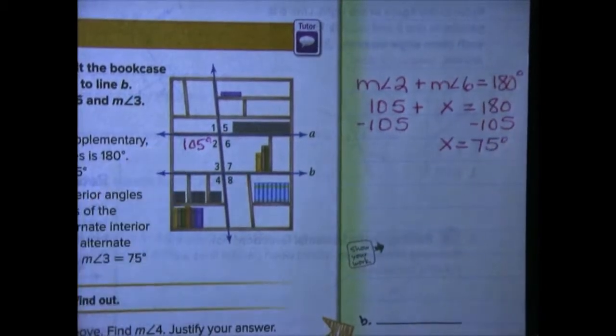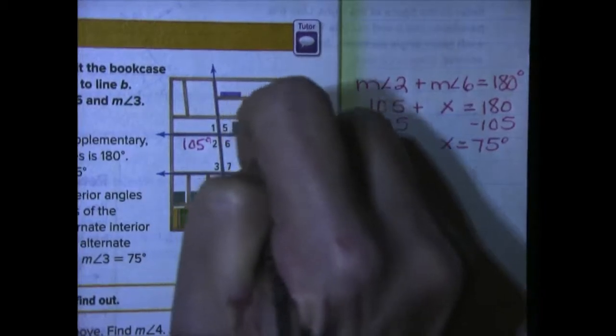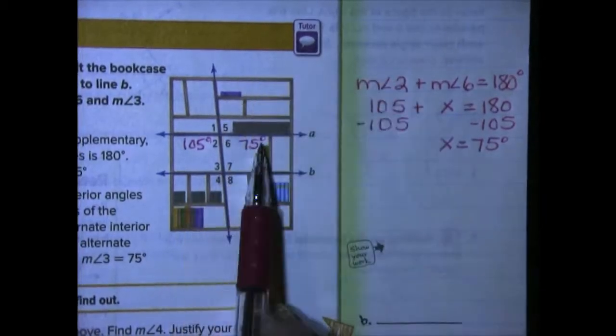Now, did you really have to do the work to show that? Not really. You could have said 180 minus 105 is 75, which is what we did right here. But algebraically, we need to know how to solve it as well. So I do want you to make every attempt to solve them algebraically. So now we know that the measure of angle 6 is 75 degrees because they are supplementary angles.